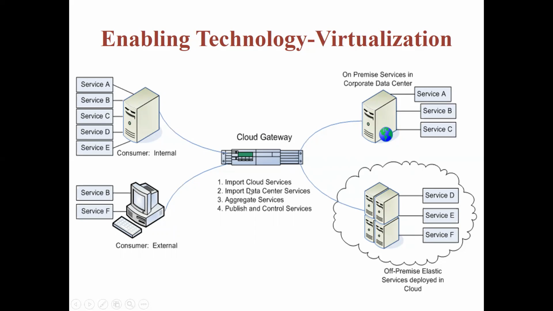What functions does it provide? Import cloud service, import data center service, aggregate service, publish and control service. We will see a lot more in the next module about the cloud gateway, what kind of functions they provide. On the right side, the on-premise service in the corporation data center, right? You have computers providing service. Also, you should have some place to store the data. That just briefly gives you an idea, right? That gives the services A, B, C. Another one is called off-premise elastic service deployed in the cloud that can provide hardware and software service together. This is just a brief picture showing you how virtualization, this enabling technology, makes cloud computing work.